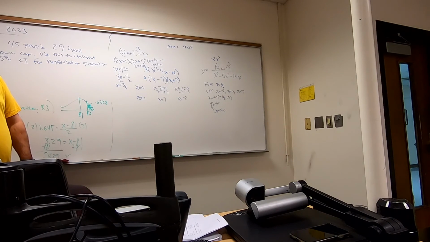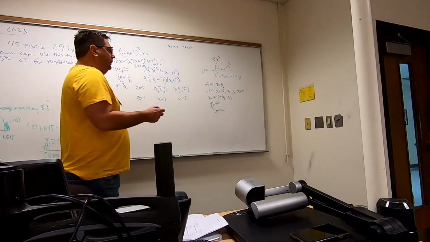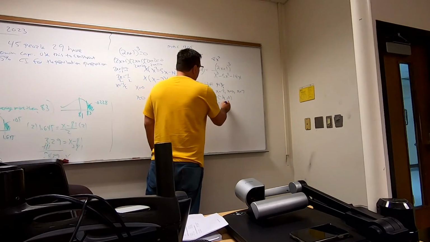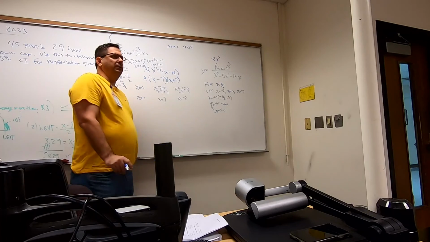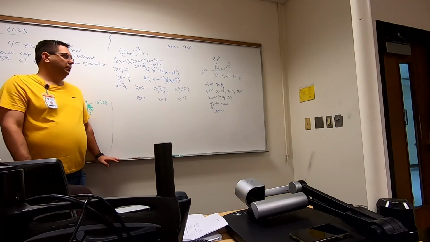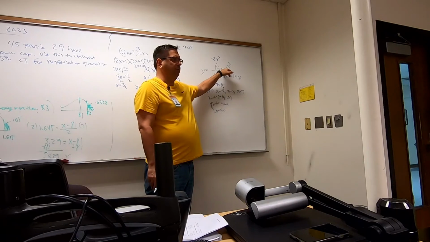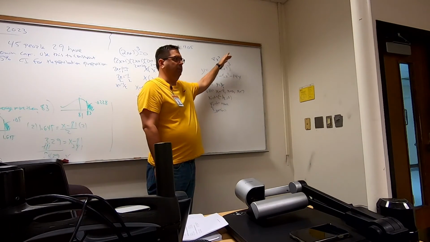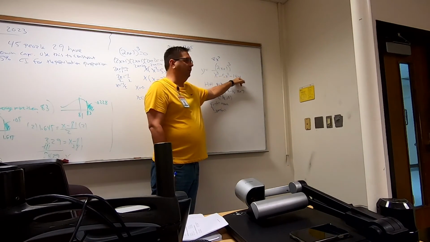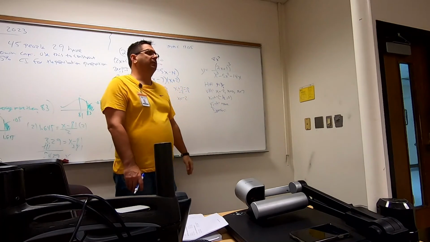Y-intercept, what is it? 1 over 0, so it's undefined. There is no y-intercept. If you plug in x is 0, 2 times 0 is 0, plus 1 is 1. Cube that, you get 1 over 0.